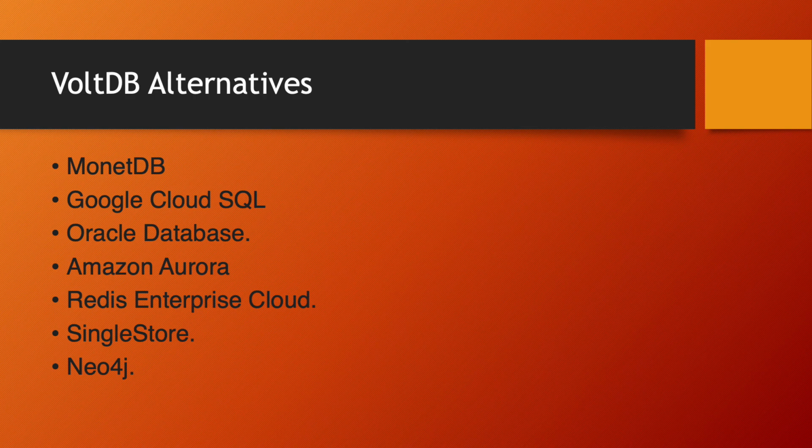Now here are some good VoltDB alternatives. The top few are MongoDB, Google Cloud SQL, Oracle Database, Amazon Aurora, Redis Enterprise Cloud, SingleStore, and Neo4j.